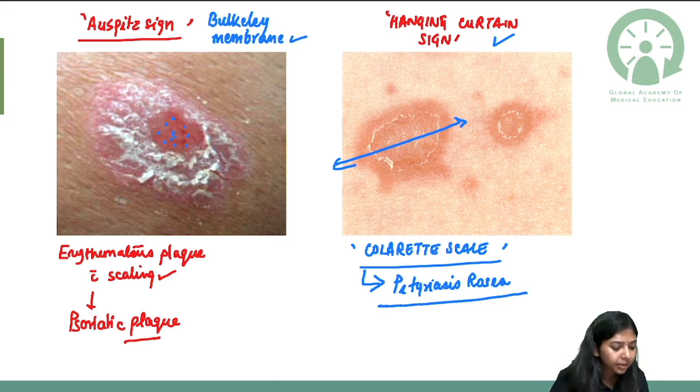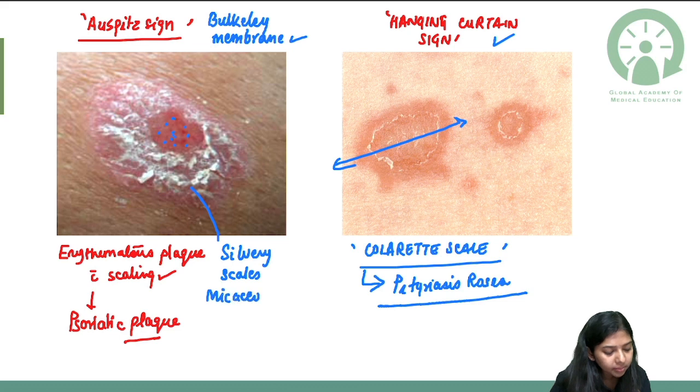And here what do you get? You get silvery scales or micaceous, mica-like scales, okay?